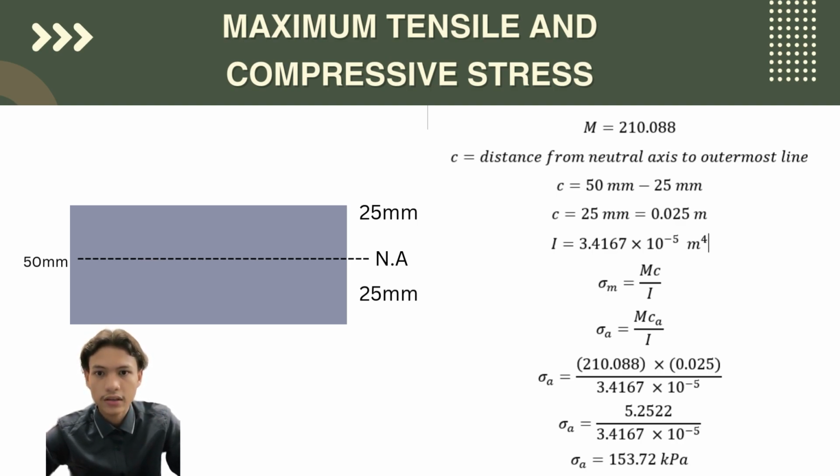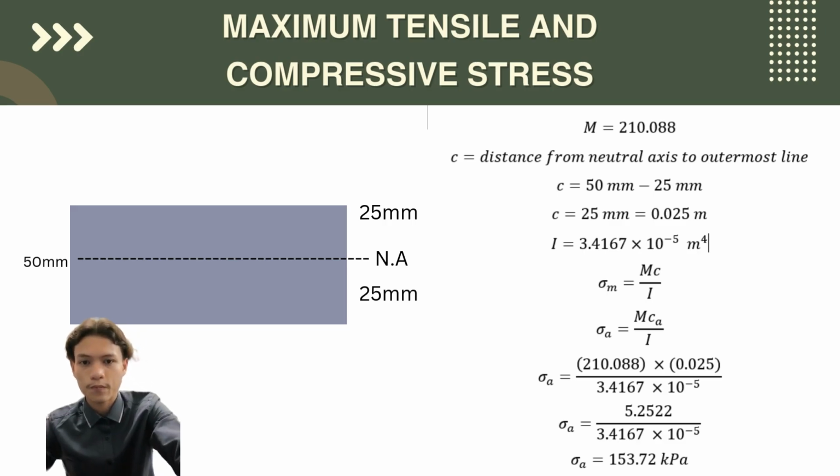Now we're going to find the C, which is the distance from the neutral axis to the outermost line, and we get 50 millimeter minus 25 millimeter, and we got 25 millimeter, and we change it to meter, and we get 0.025 meter. So we just fill these numbers into the formula, and we get stress equals 153.72 kilopascal.